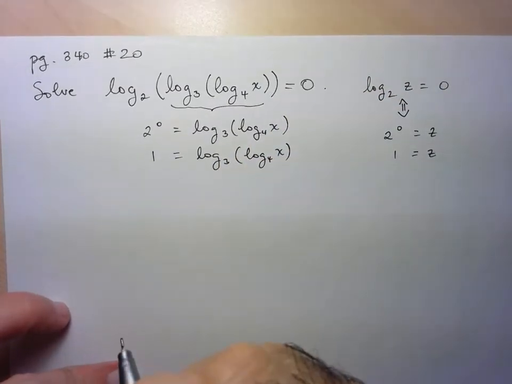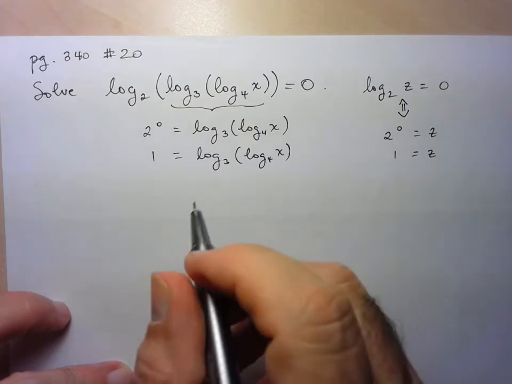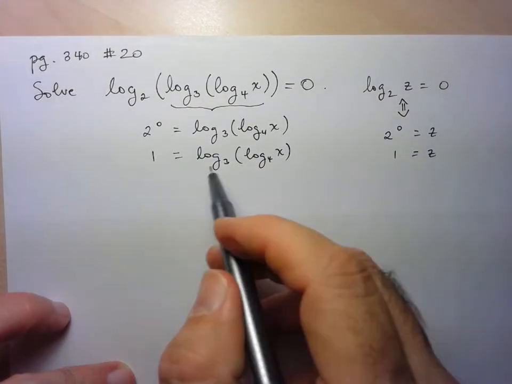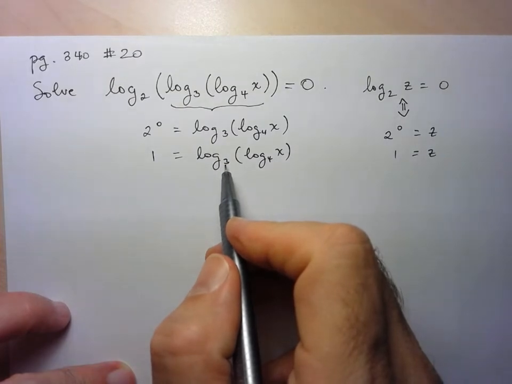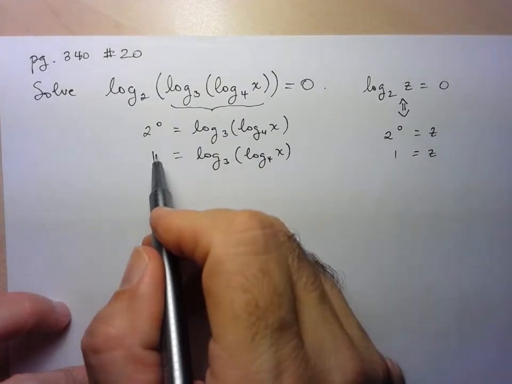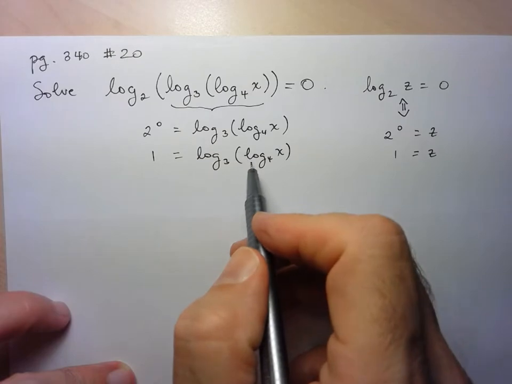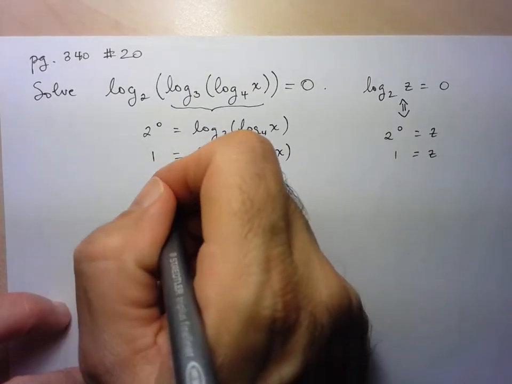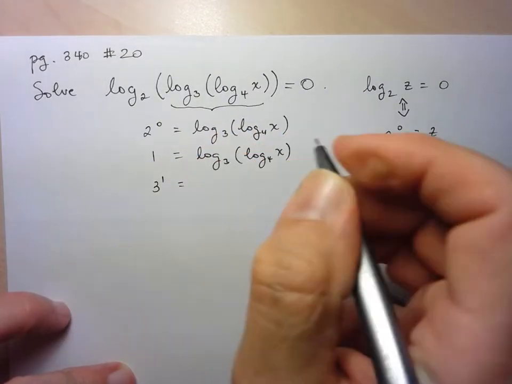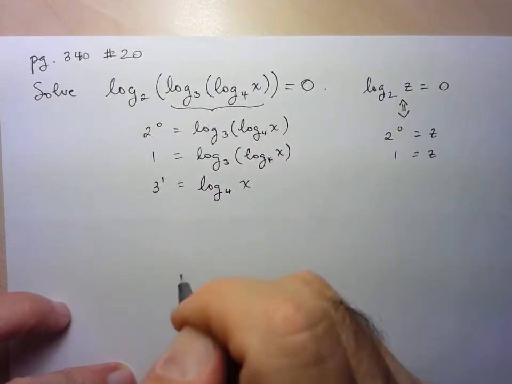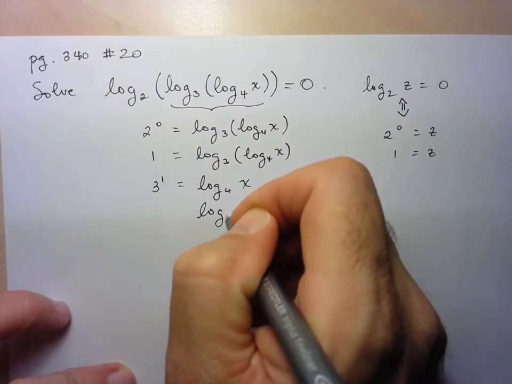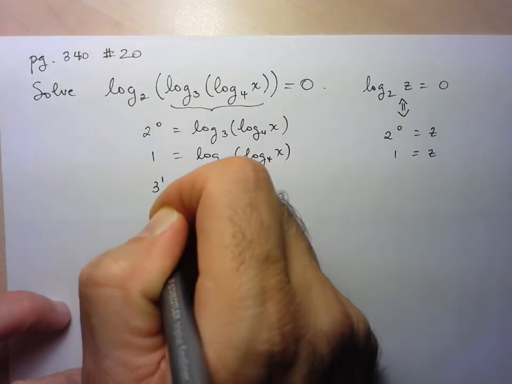Now we're going to do the exact same thing because we have another logarithmic equation here. So here we've got base 3 to the exponent of 1 is equal to the input of my logarithm. So 3 exponent 1 is going to be equal to this input, which is log base 4 of x. So log base 4 of x is just equal to 3.